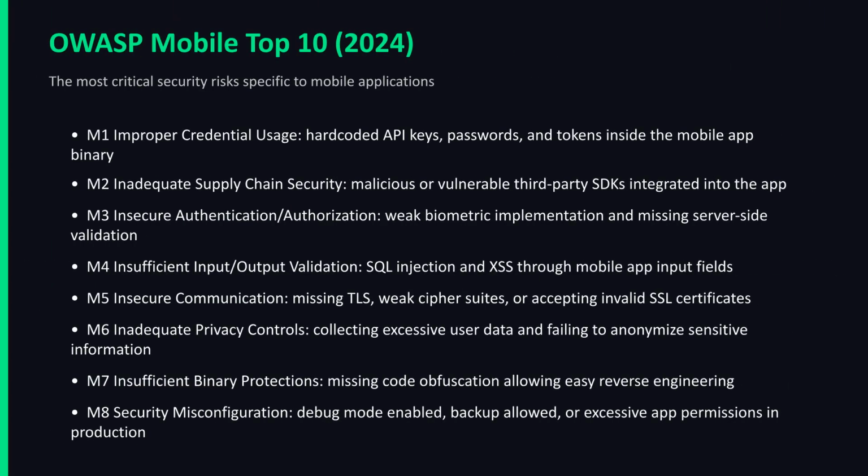The OWASP Mobile Top 10 highlights critical risks such as improper credential usage, supply chain vulnerabilities from third-party SDKs, insecure communication, and insufficient binary protection. Addressing these ensures your mobile apps remain resilient against common exploitation techniques.